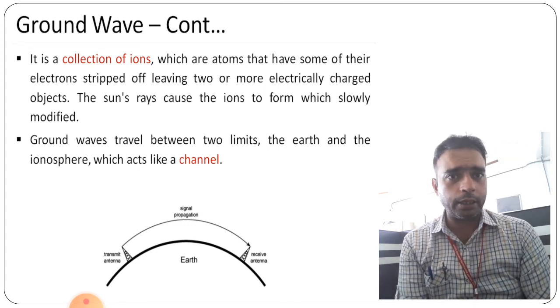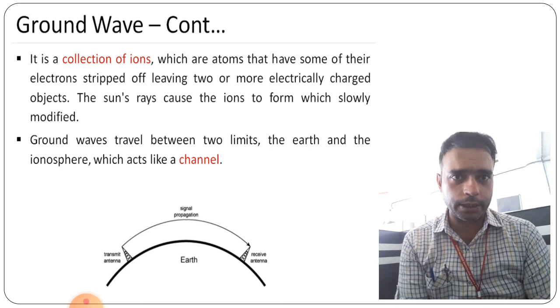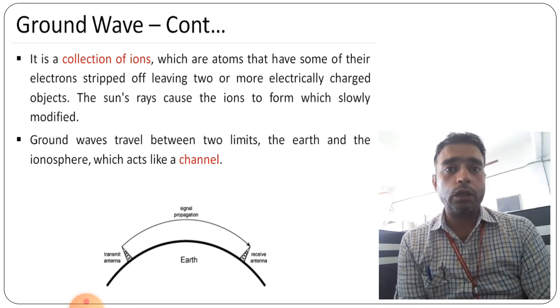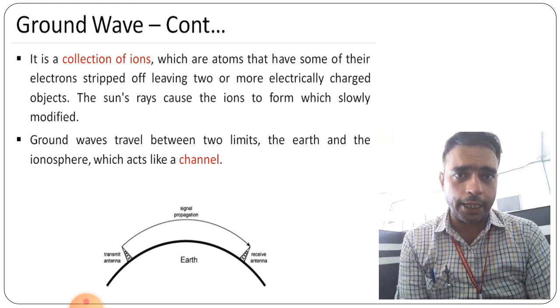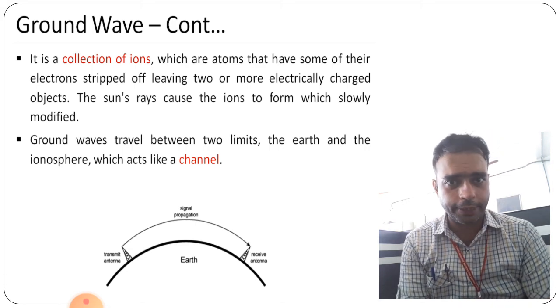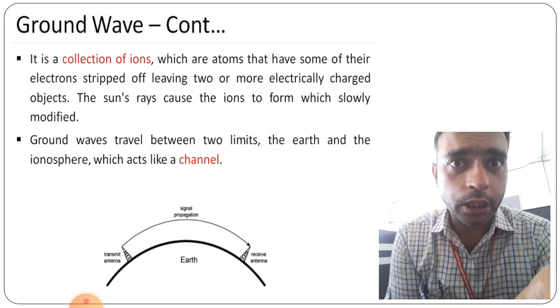And the sun rays can cause the ions to form, which slowly get modified. Okay? The sun rays can slowly modify these ions, that is, they can bring some changes inside them. So the ground waves travel between the two limits, that is the earth and then the ionosphere, which acts like a channel, we can say. So this is what we can say about the ground wave.